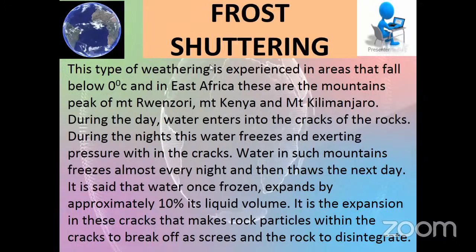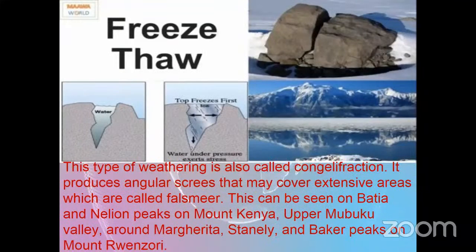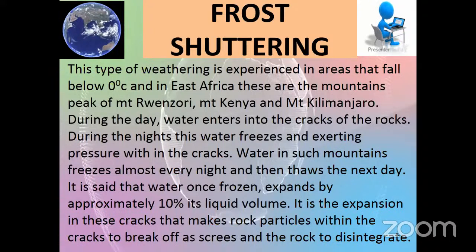Thank you. That is frost shattering. Let's continue to explore it. So when you look at this type of weathering, the other one we called congelifraction. Still, it is almost the same as the frost heaving, but here basically we are saying that this one happens in those places which have temperatures that fall below 0 degrees Celsius.